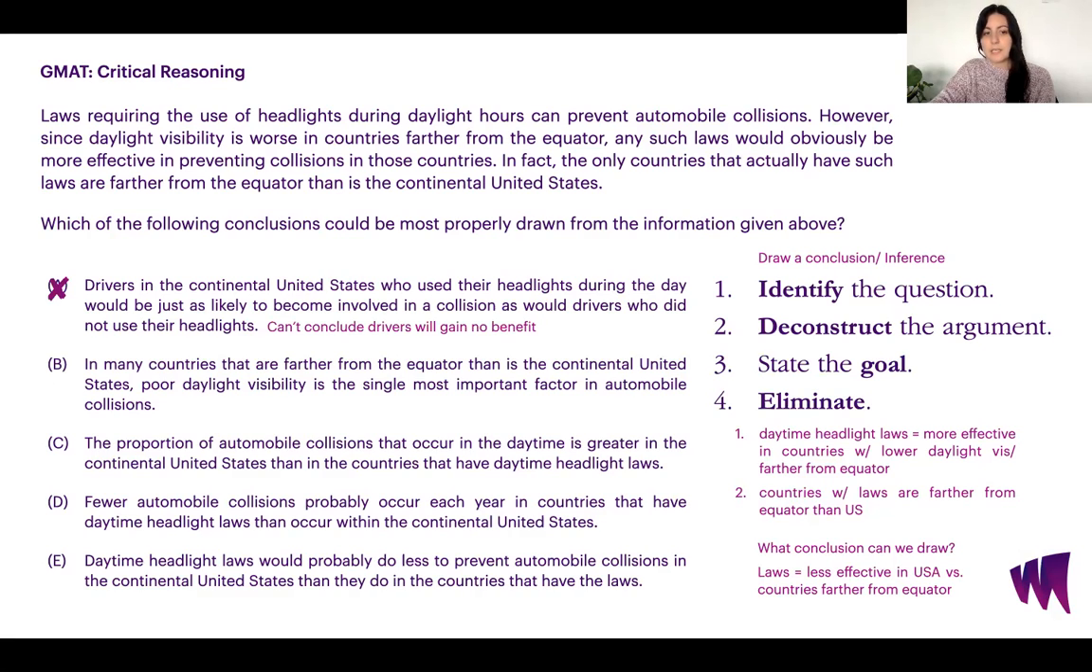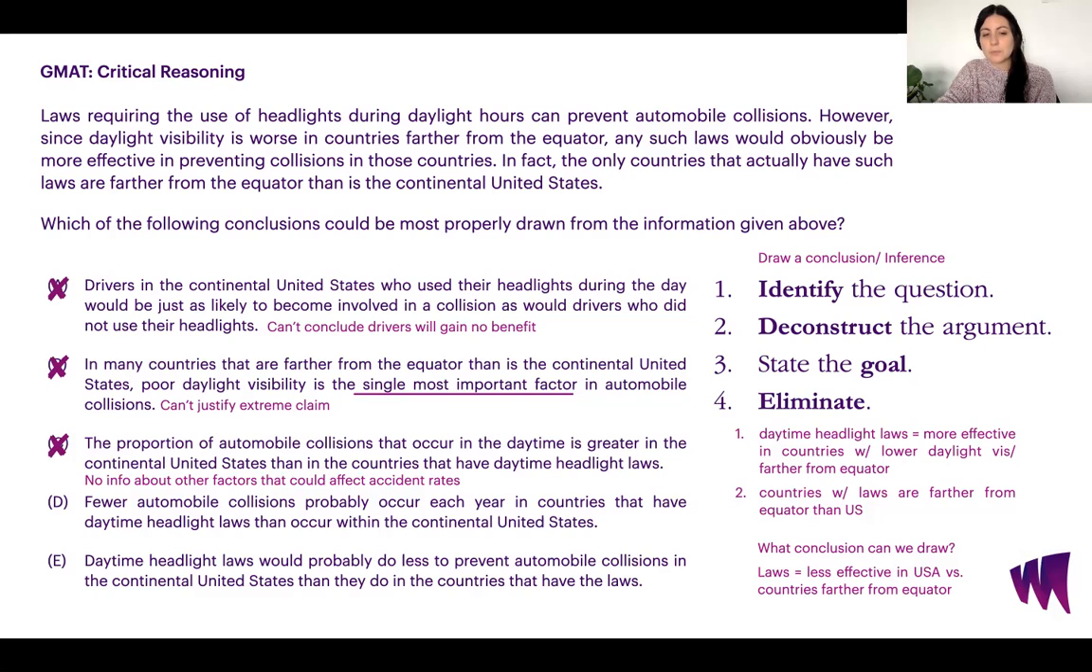The next choice says, in many countries that are farther from the equator than is the continental United States, poor daylight visibility is the single most important factor in automobile collisions. Here they're making an extreme claim that we can't justify. We don't know that it's the most important factor, we just know that it is a factor. C, the proportion of automobile collisions that occur in the daytime is greater in the continental United States than in the countries that have daytime headlight laws. In this case, since there are other factors that can affect accident rates and we don't have any information about those other factors, we also can't draw this conclusion. So we're going to eliminate C.